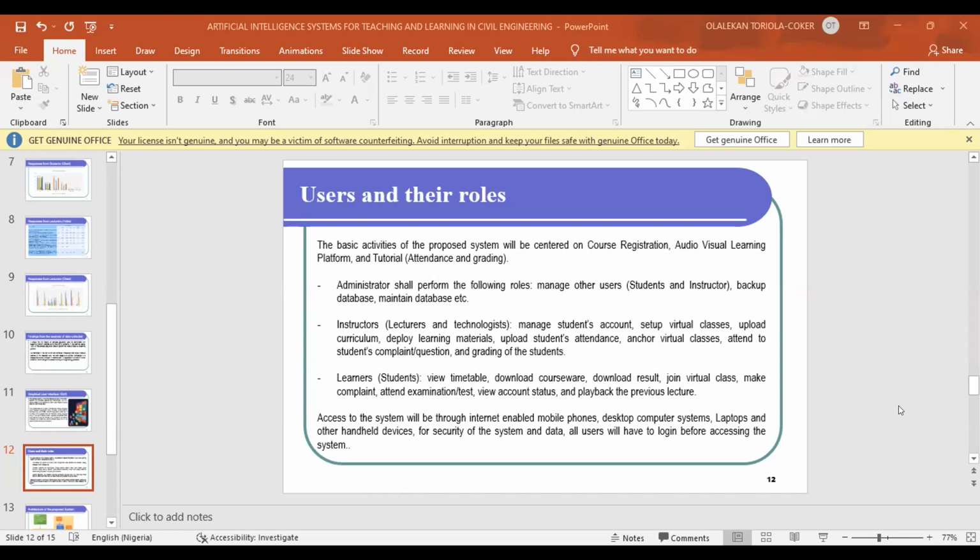If we get enough funds to do this, a lot of the problems that most tertiary institutions are going through in Nigeria will be abolished. Access to the system will be through internet-enabled mobile phones, desktop computer systems, laptops, and other Android devices. For security of the system and database, all users will have to log in before accessing the system.